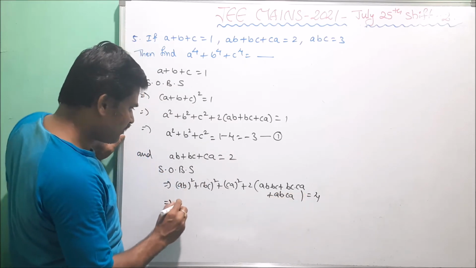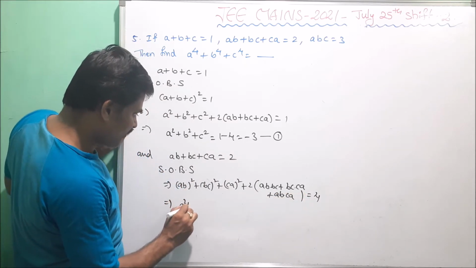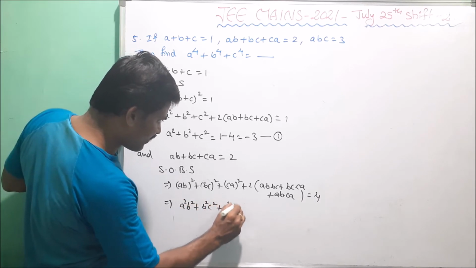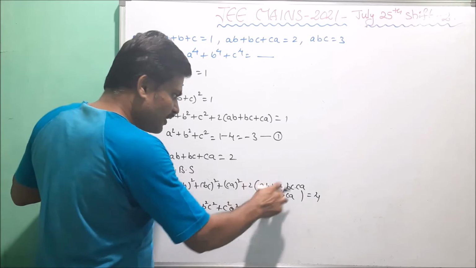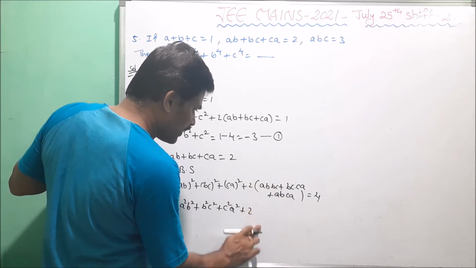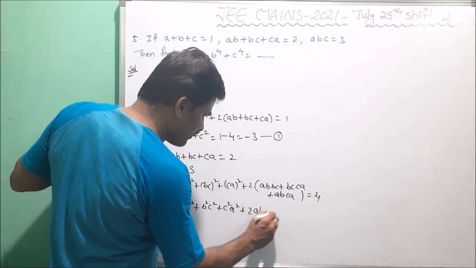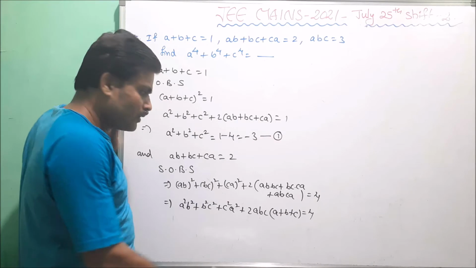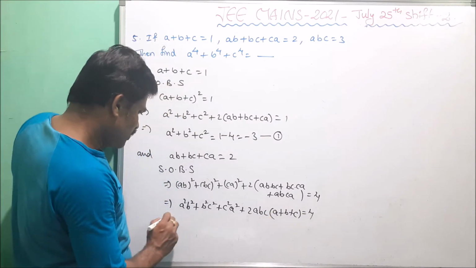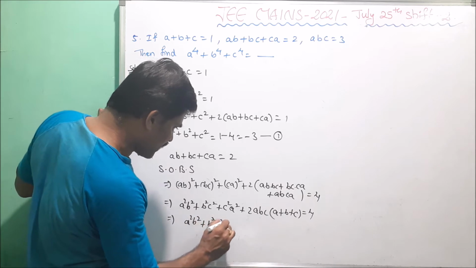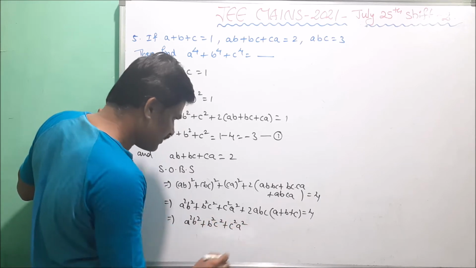Now clearly we write A square B square plus B square C square plus C square A square. And here we take common ABC in each and every term. We write 2 into ABC into A plus B plus C equal to 4. Now in that we write A square B square plus B square C square plus C square A square.